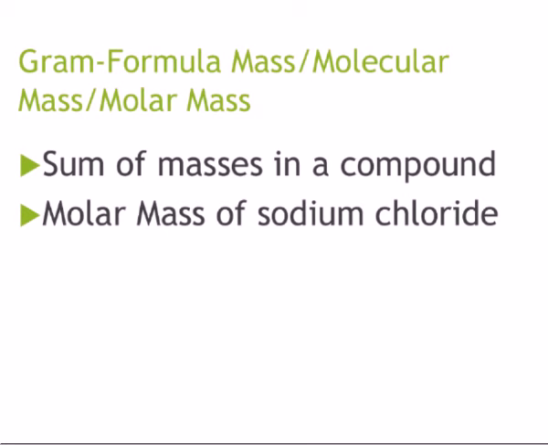Now, what we're going to talk about, guys, is gram formula mass or molecular mass or molar mass. We've talked about this already when it's been one element. But what happens, do you think, when you have more than one element, like in a compound? What are we going to do to figure out the molar mass? Easy. It's the sum of all the masses. What does sum mean? Add. You're going to add up all the individual masses of all the elements in the compound.